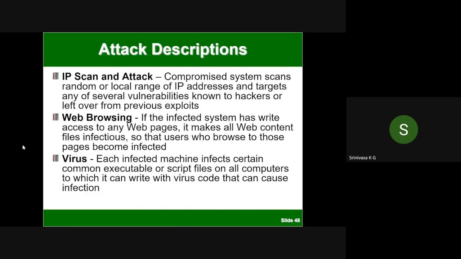So what are the attacks? Like the IP scan attack: compromised systems scan a random or local range of IP addresses and target any of the several vulnerabilities known to attackers or left over from previous exploits. Web browsing: if the infected system has write access to any web pages, it makes all the web content files infectious so that the users who browse to these pages become infected. And virus: each infected machine infects certain common executable or script files on all computers to which it can write with the virus code that can cause the infection.